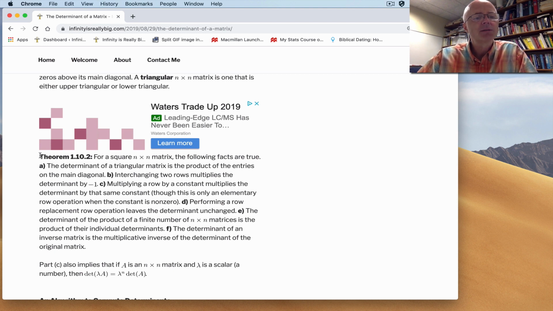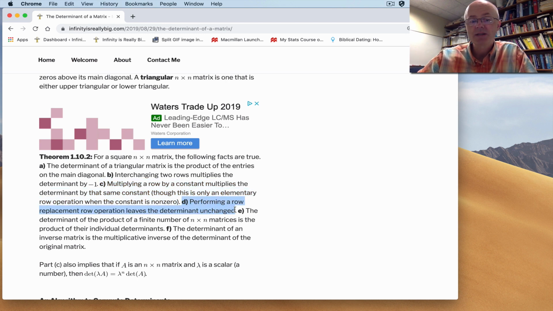So here's the main theorem that I'm not proving. I did prove it in the case where n is 2. Exercises prove it when n is 3. For a square n by n matrix, the following facts are true. The determinant of a triangular matrix is the product of the entries along the main diagonal, from upper left to lower right. Interchanging two rows multiplies the determinant by -1. Multiplying a row by a constant multiplies the determinant by that same constant, though again that's only an elementary row operation when the constant is non-zero.